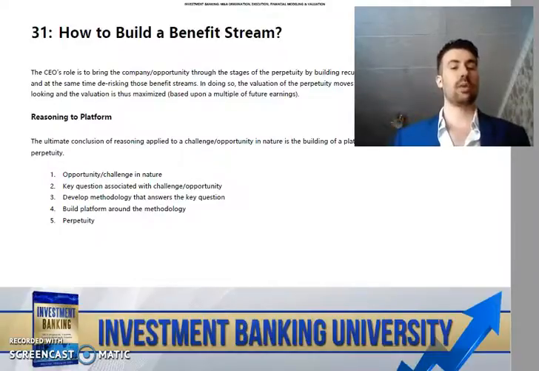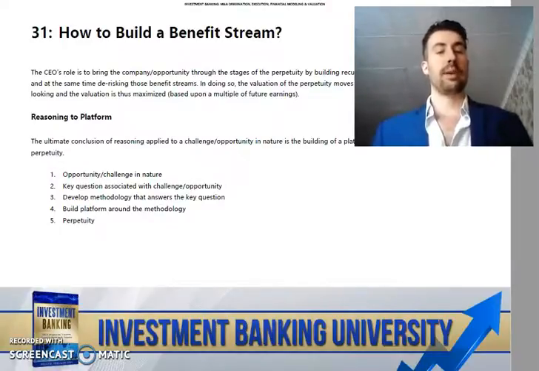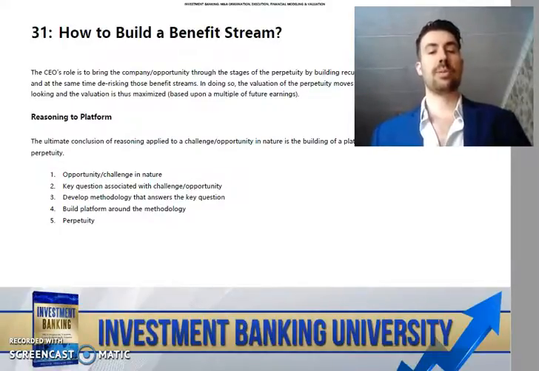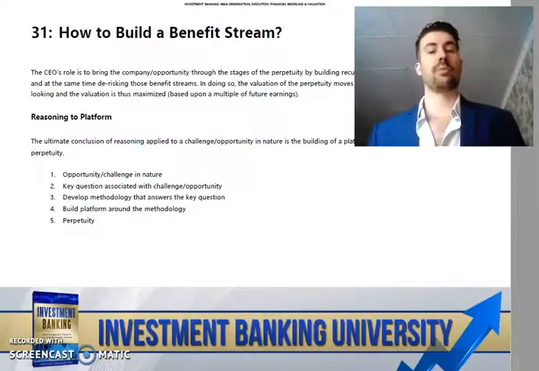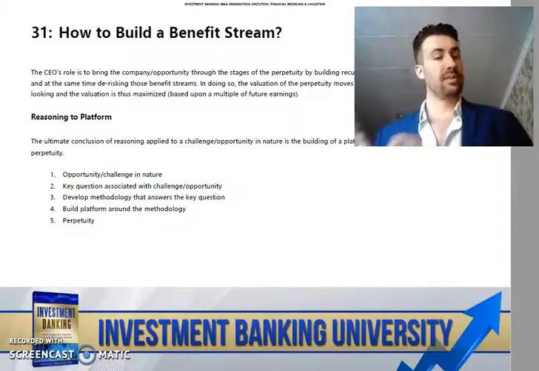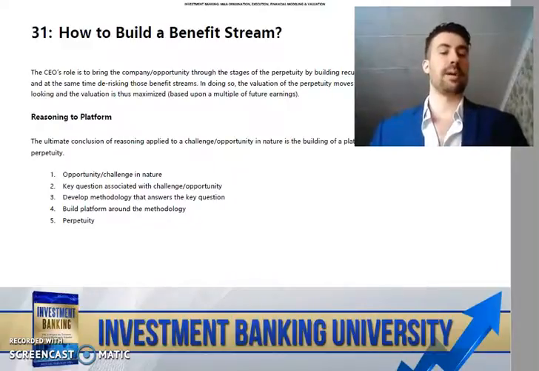So the CEO's role is to bring the company or opportunity through the stages of the perpetuity by building recurring benefit streams, i.e. cash flows, and at the same time de-risking those benefit streams. In doing so, the valuation of the perpetuity moves from backward-looking to forward-looking, and the valuation is maximized.